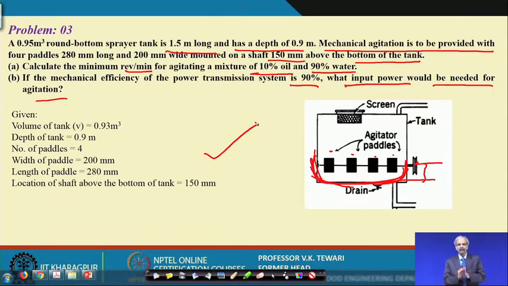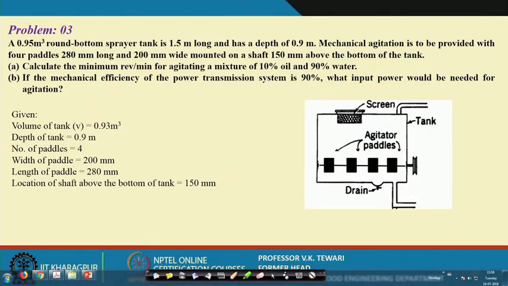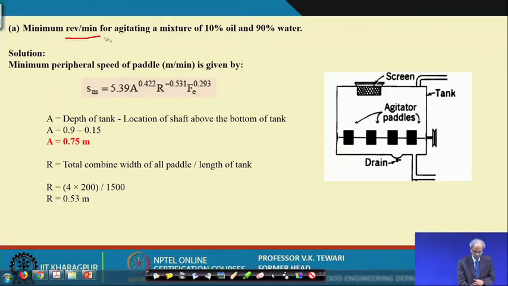In fact, here hardly anything is required. What is required is you need to remember those empirical equations which the researchers have found out regarding the details of the paddles, the spacing, location of the paddles and the width, etc. So, the minimum revolutions per minute for agitating a mixture of 10% oil, 90% water. This formula is given to you already.